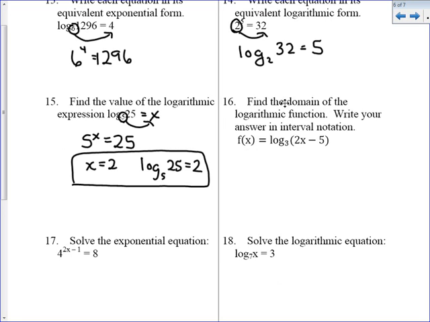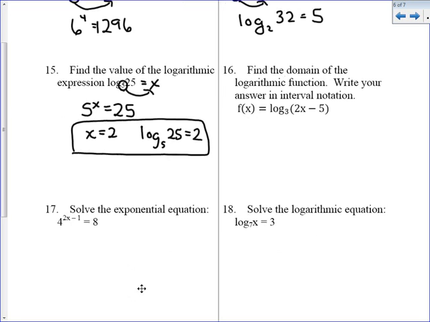16 and 17 are ones that people typically miss, so we'll probably finish with those two. Find the domain of your logarithmic function. Write your answer in interval notation. What part of this gives me the domain? The parentheses, the 2x minus 5. And what's true about the 2x minus 5 for a logarithm?